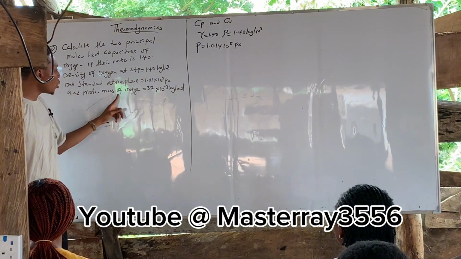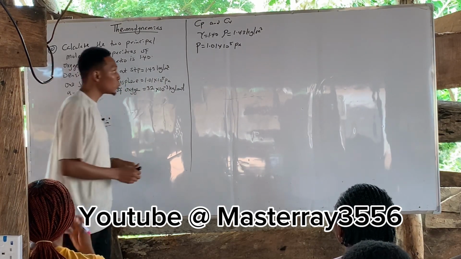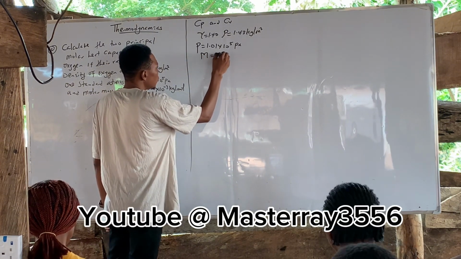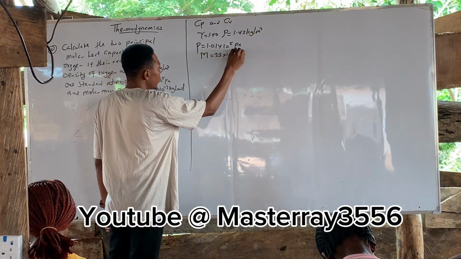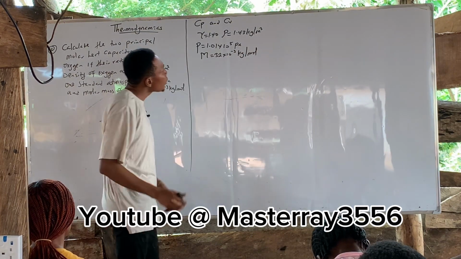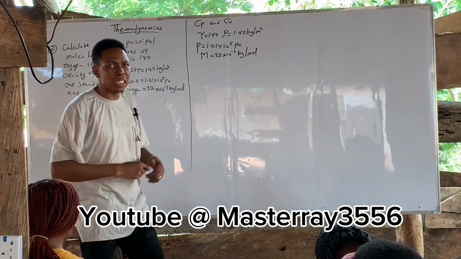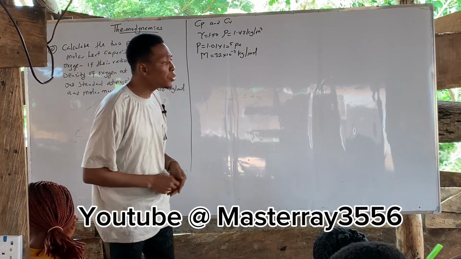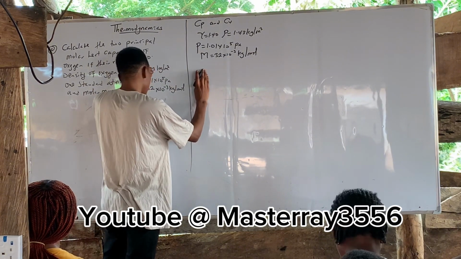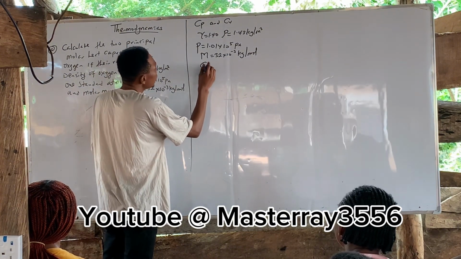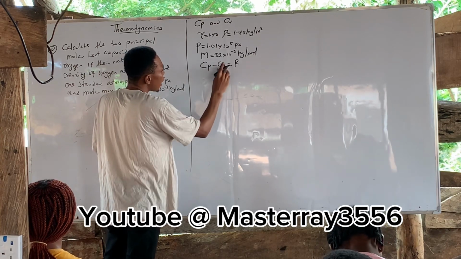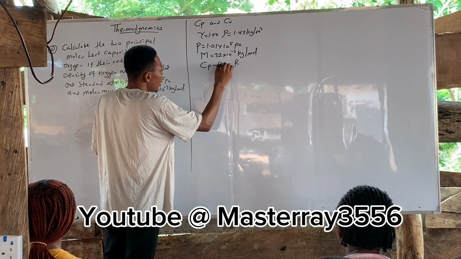And the molar mass of oxygen is what? 32. Molar mass was given to be 32 times 10 raised to power minus 3 kilogram per mole. Now we are asked to look for CP and CV. And to look for CP and CV, I gave you Meyer's equation. That is, CP minus CV equals R. Is it not? Yes. All right.